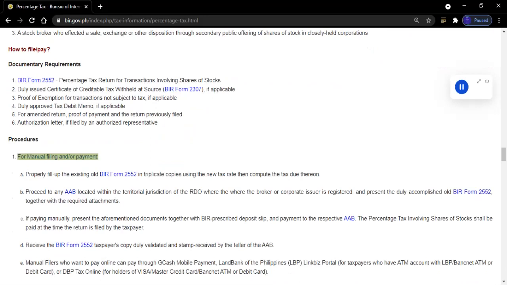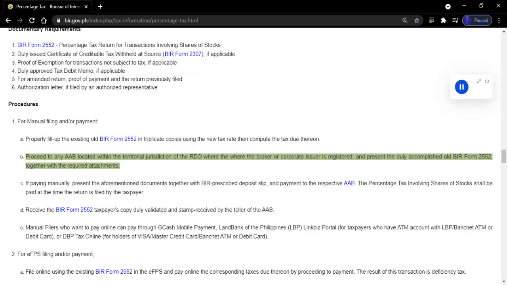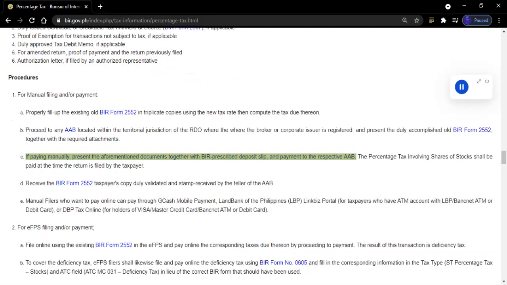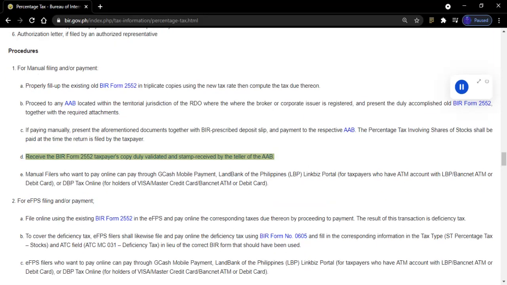Procedures for manual filing and/or payment. Properly fill up the existing old BIR Form 2552 in triplicate copies using the new tax rate, then compute the tax due thereon. Proceed to any AAB located within the territorial jurisdiction of the RDO where the broker or corporate issuer is registered, and present the duly accomplished old BIR Form 2552, together with the required attachments. If paying manually, present the aforementioned documents together with the BIR prescribed deposit slip and payment to the respective AAB. The percentage tax involving shares of stocks shall be paid at the time the return is filed by the taxpayer. Receive the BIR Form 2552 taxpayer's copy, duly validated and stamped received by the teller of the AAB.